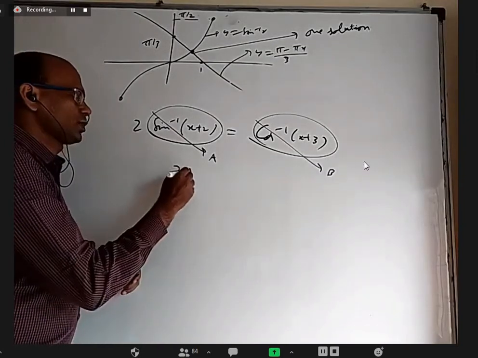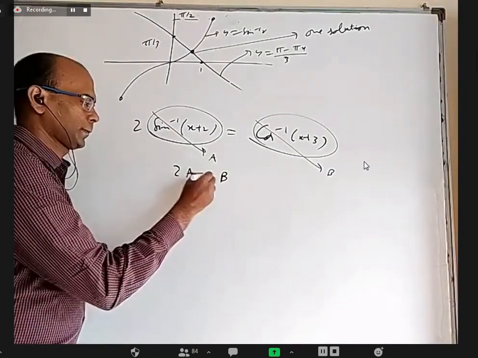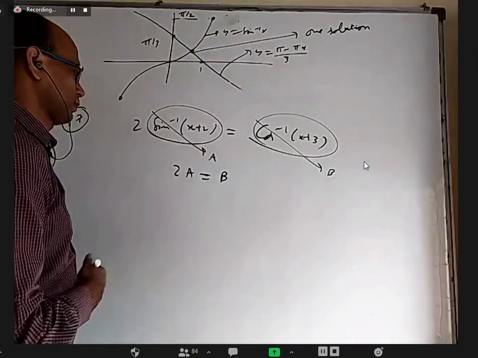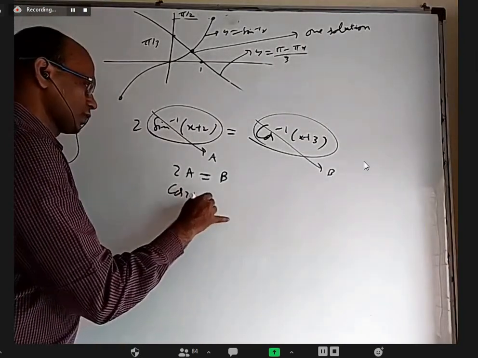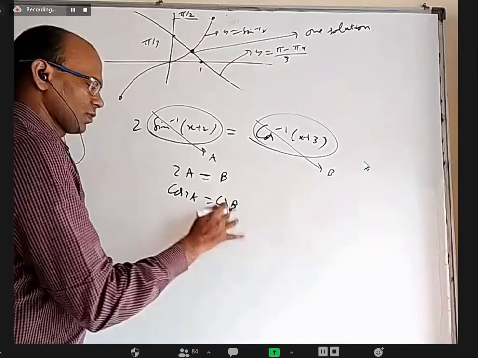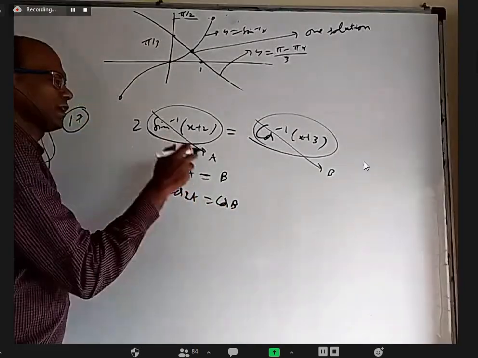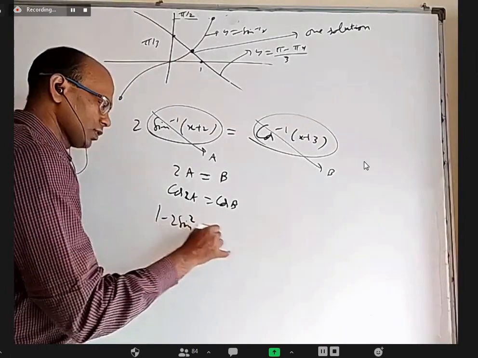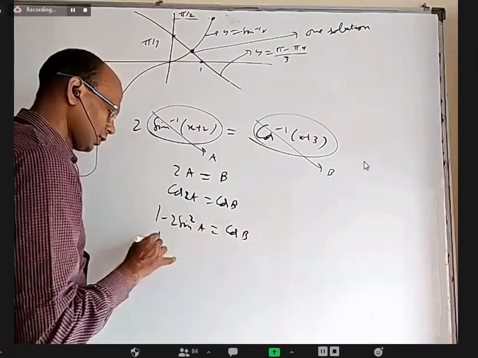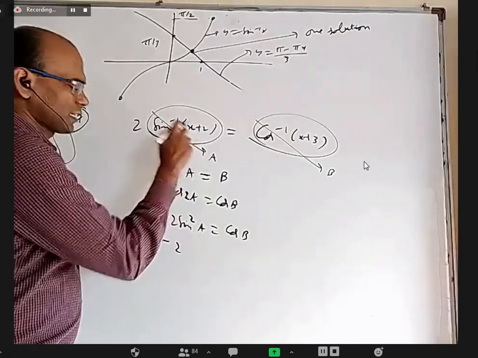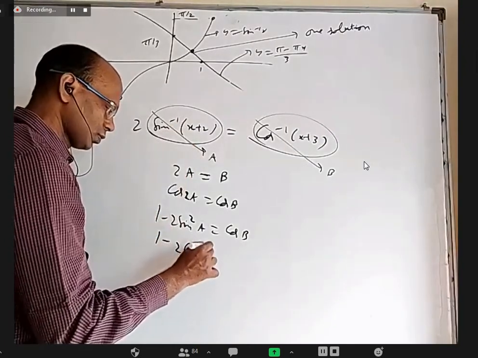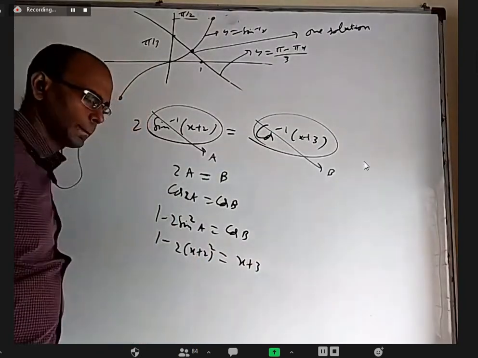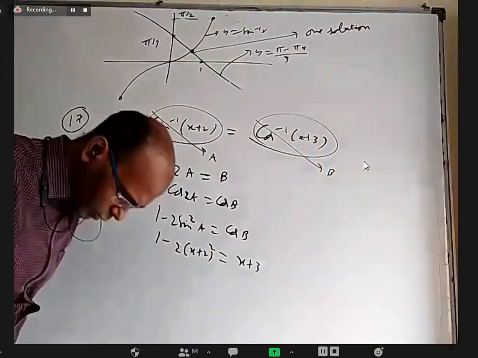Now this is like 2A equal to B. I want to apply cos, so cos 2A is equal to cos B, so that at least the RHS will be very simple. And cos 2A, I have a formula in terms of sine A, which is 1 minus 2 sine square A, equal to cos B. What is sine A? Sine A is x plus 2, so this is (x plus 2) whole square. What is cos B? x plus 3. Simple quadratic, we can solve.